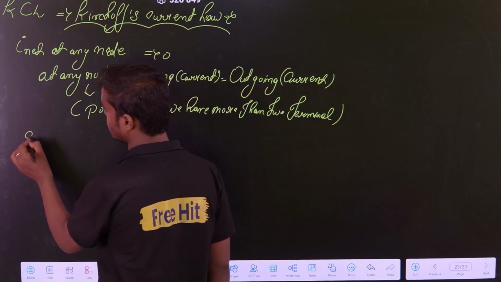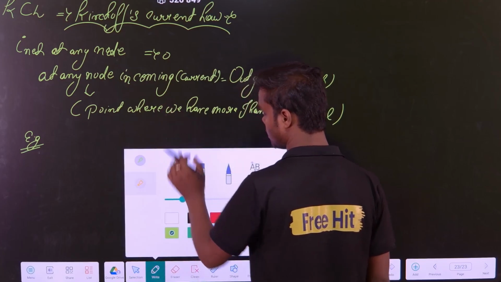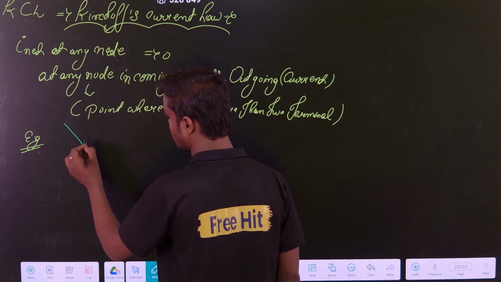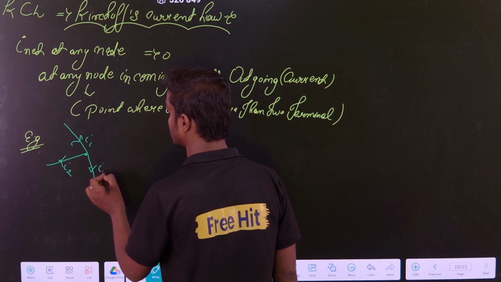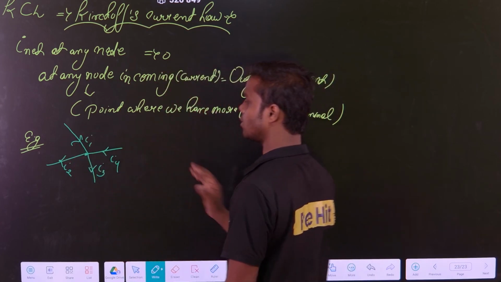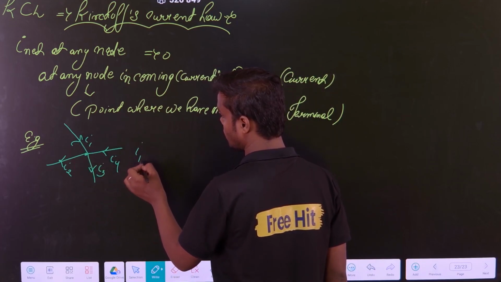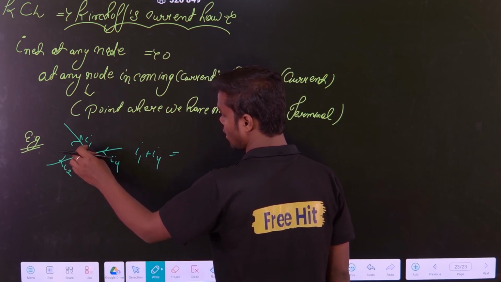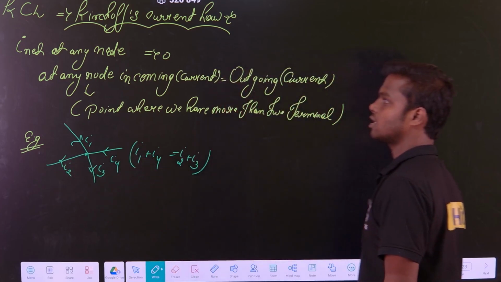Okay, so let us take one example, then we will understand it better. Let us suppose a node with more than two terminals. One terminal has a current I1, another has I2, another has I3, another has I4. The total incoming current is equal to outgoing current. I1 is incoming, I4 is incoming, so I1 plus I4 is equal to the outgoing currents, I2 plus I3. Simple thing, correct?